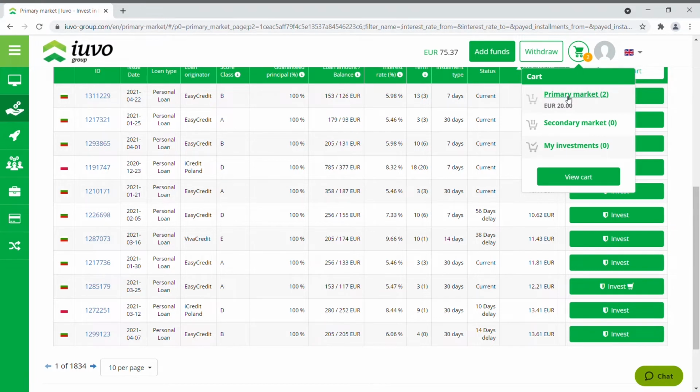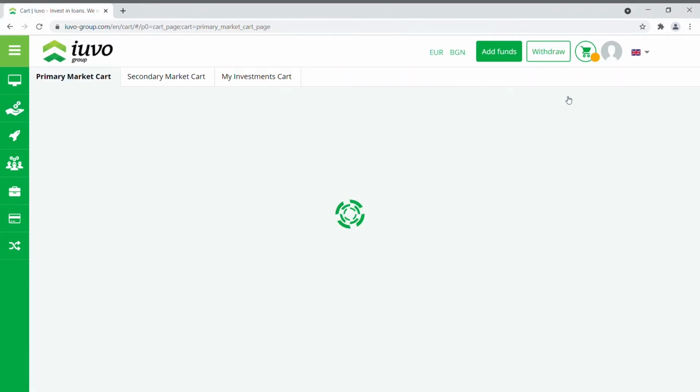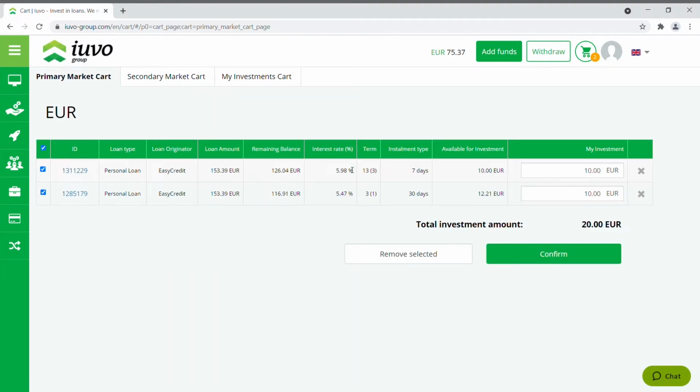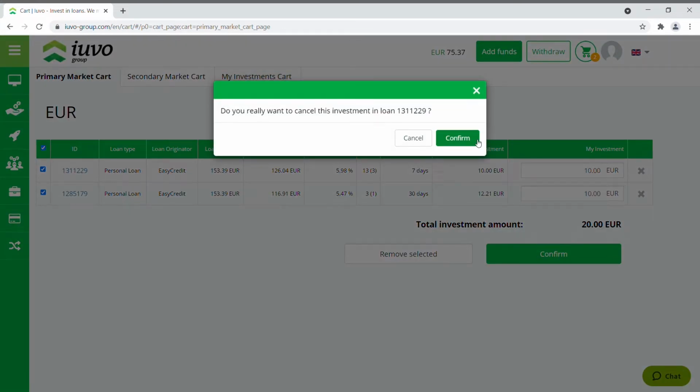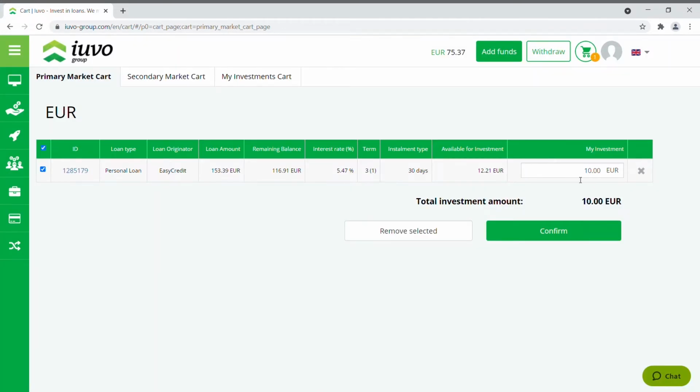After successfully selecting loans and adding them in the primary market shopping cart, it is necessary to confirm the investment by clicking the button. It is good to know that the shopping cart gives you the option to change your mind and deselect loans or change the amount you want to buy.